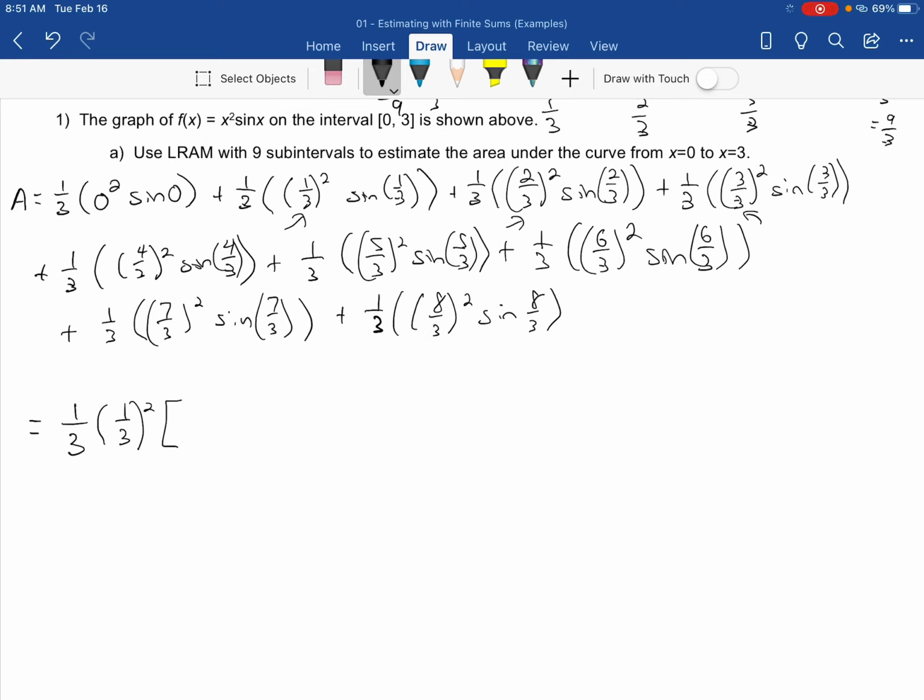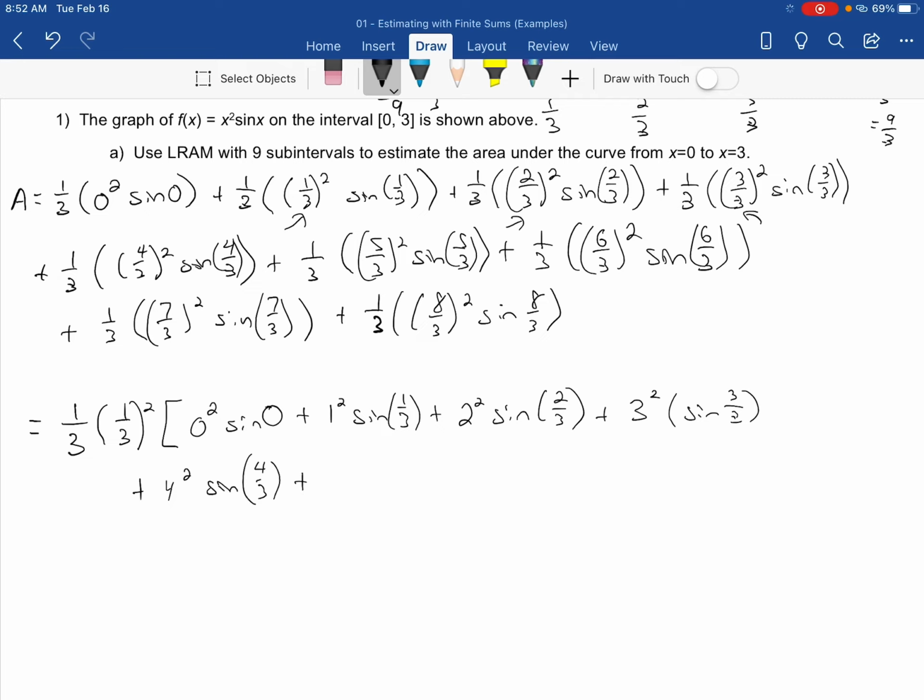For instance, all that's left of this first term is 0 squared sine 0. And all that's left of this second term, when I pull that out, is 1 squared sine 1/3. And then the next term is 2 squared sine 2/3. And the next term is 3 squared sine 3/3. And then 4 squared sine 4/3.